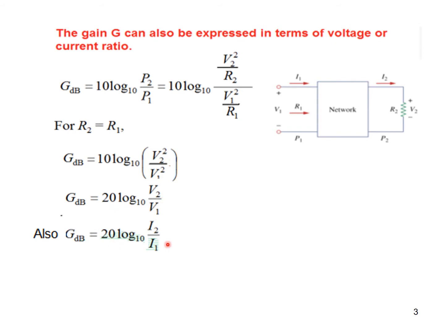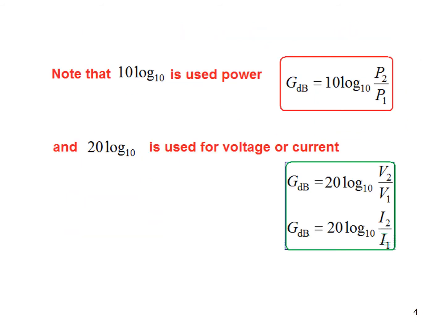And this is most commonly used: in the case of voltage, we write 20 log, and the same in the case of current, it is 20 log of the two currents, output current divided by input current. So we have to keep in mind that when we are taking a ratio of power, we multiply by 10 to get the decibel, but when we are comparing voltages or currents, we multiply by 20 to get the decibel values.